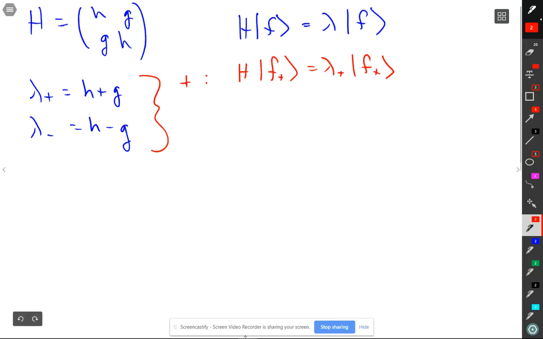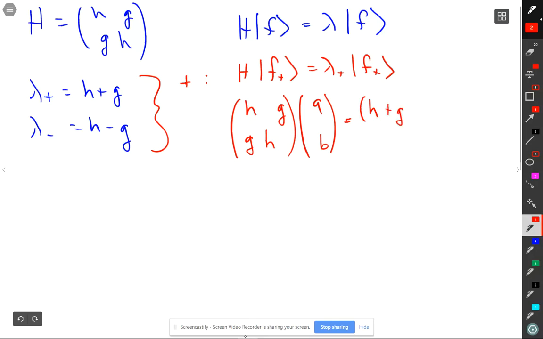So now I'm going to actually put in, and for f plus, I'm just going to put A and B because I don't know what those are. I'm trying to find those. So A and B are what I'm solving for. And I put the same A and B for F plus again.